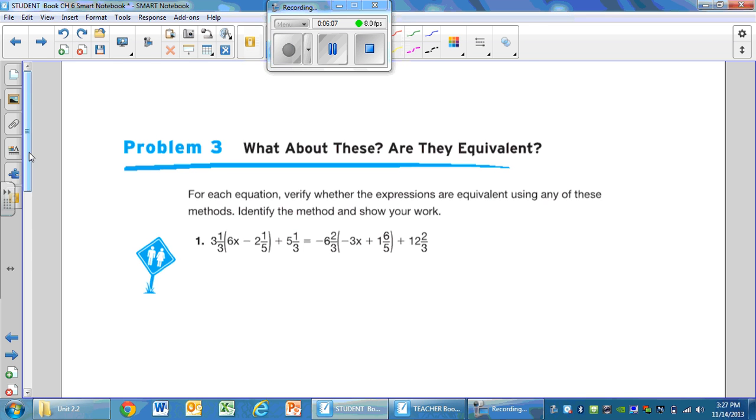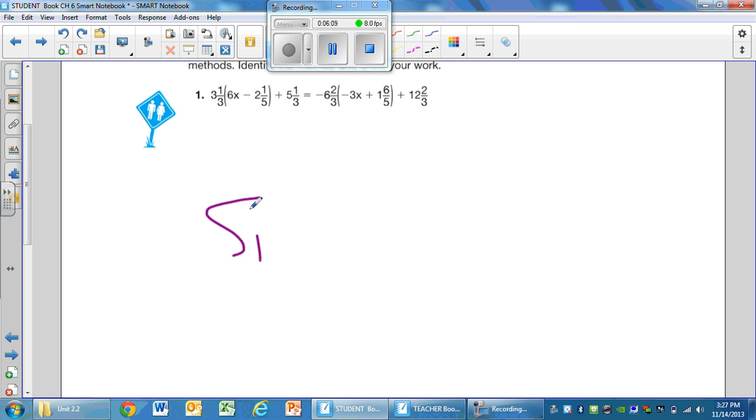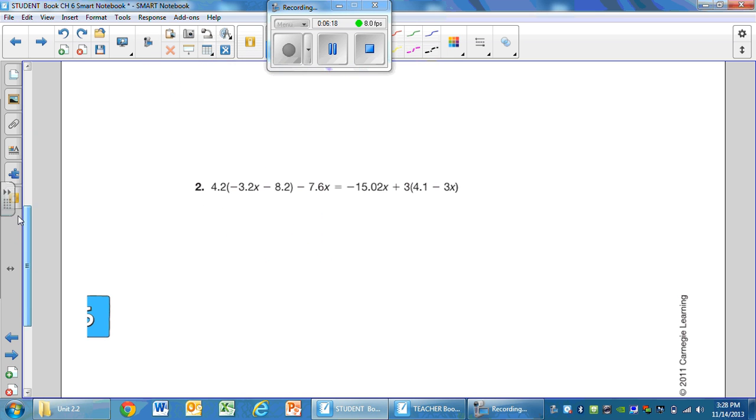All right, what about these? Are they equivalent? Let's skip number 1. And I want you to try number 2. So go ahead and try number 2 now. So I want to know if these two equations are equivalent. So simplify those as far as you can and press play when you're ready.